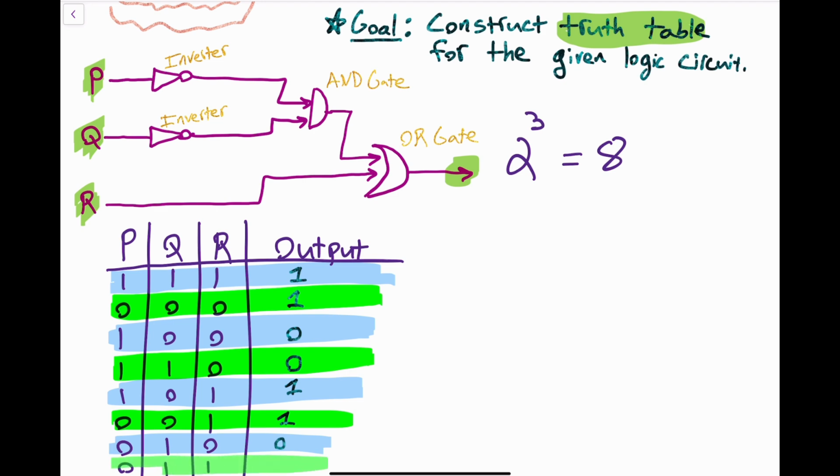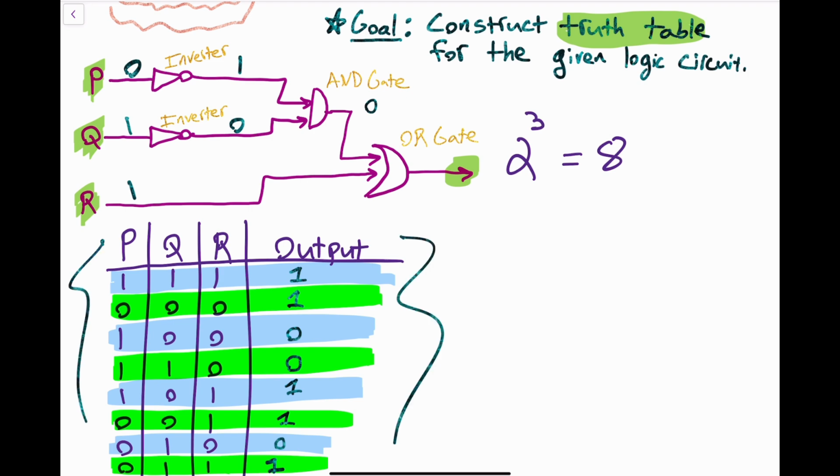We have 0, 1, 1. So P is a 0, Q is a 1, R is a 1. So P with the 0 to the inverter gives us a 1 so far. Q with the 1 goes to an inverter to get us a 0. Now we have that AND gate, so 1 and 0 is 0. That R is 1. We also got that 0. We have an OR gate. 1 or 0 is a 1. So here is our truth table. Our 8 possibilities. We have these different outputs depending upon those inputs.